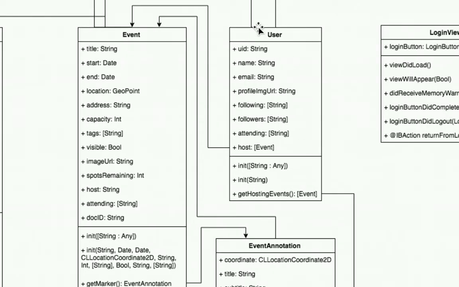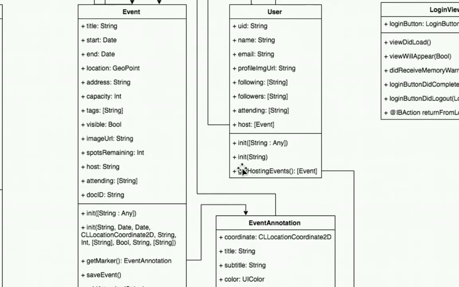The users follow a similar structure. They have a user ID, which is created by Firebase authentication, a name, an email, profile image URL, following, followers, attending, and host. The top four items are all provided either through Facebook API or the Firebase authentication API. Following, followers, attending, and hosts will all be generated through the application. The first two, following and followers, will initially be empty. Attending will be filled as the user starts to attend events, and host will show which events they are hosting.